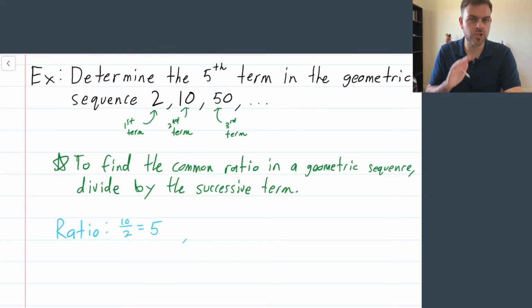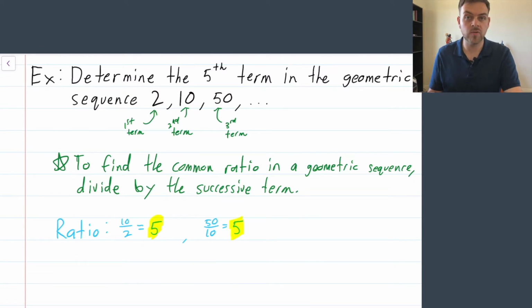A way to also confirm that this is true for the entire geometric sequence is, let's use another example. So let's take 50 in this case and divide this by the successive term, which is 10. And 50 divided by 10, yep, it's 5. Let me write that a little better. Great. So from here, we can see that our ratio is indeed 5.